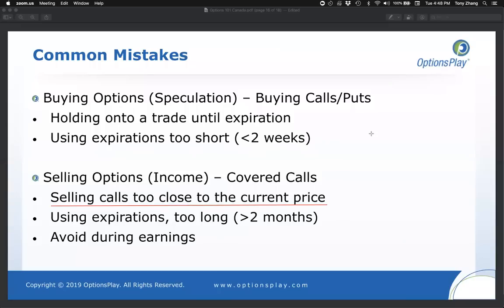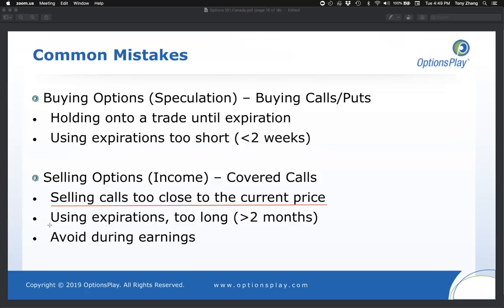And you hold on to that stock because you think it's going to increase in value. You don't want to just cap the potential returns of that underlying stock. So if you're selling covered calls, you generally want to sell covered calls that are relatively far away from the current price.